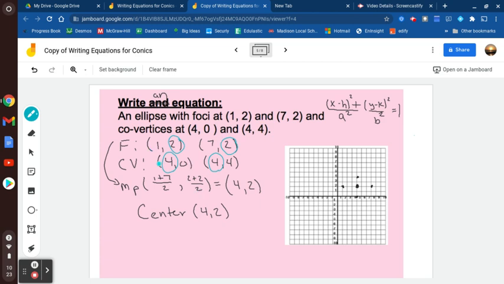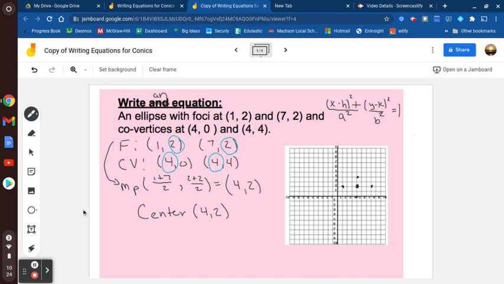Sometimes, depending what they give you, if they give you the vertices and the foci, you won't be able to do that. You'll have to find the midpoint. So this always works, finding the midpoint. Sometimes you're able just to look at it. Okay? All right, so we have the center. So I have my H and my K. What else do I need? A and B. I need A and B in order to find my A squared and my B squared.